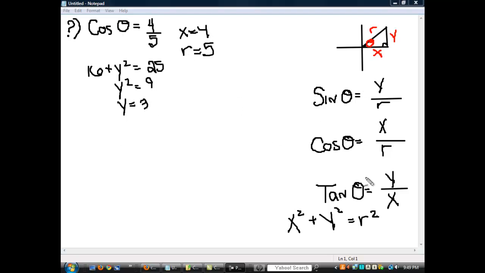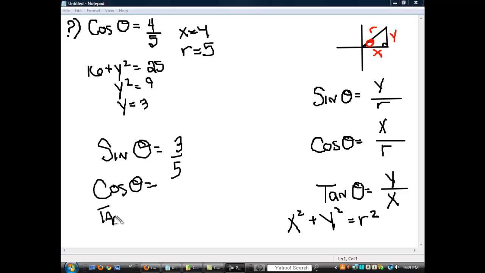So we can answer any of these trig relationships now. We can say, for instance, the sine of theta has to equal the y value divided by the r value, so that's 3 divided by 5. And the cosine of theta equals x over r, 4 over 5, we get right back there, so we didn't need to do that one. Tangent is equal to y over x, so that is 3 over 4. And there we have all of the trig relationships. I hope that helps.